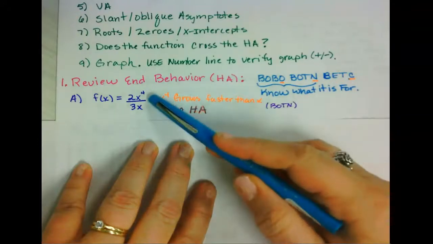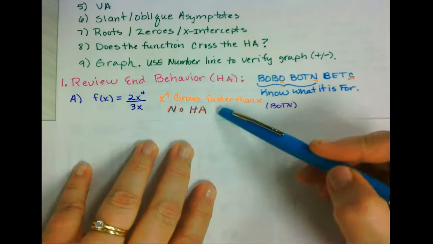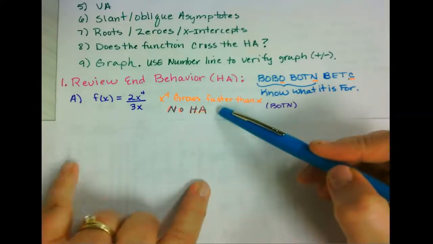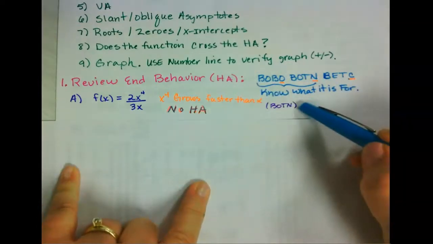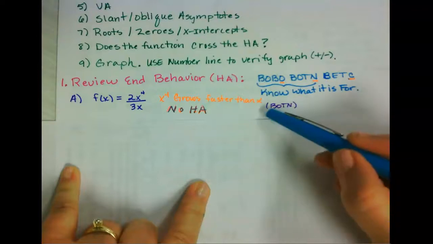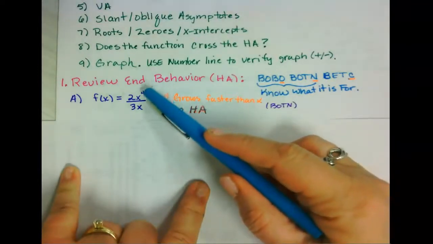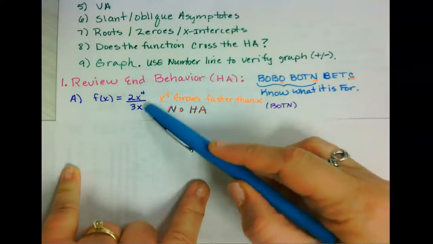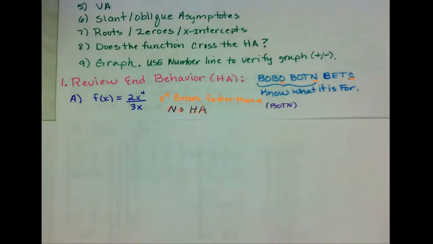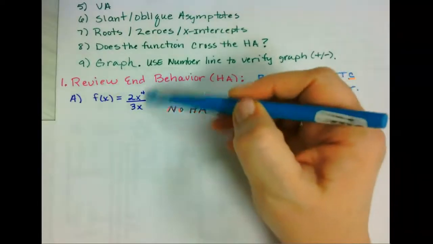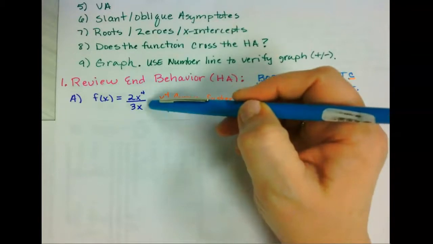And so when that happens, there is no HA. In other words, no horizontal asymptotes. And that's what we call BOTN. The abbreviation BOTN stands for bigger on top, so it's talking about the degree. The degree is bigger on the top than it is on the bottom. And when that happens, there is no horizontal asymptote. And that could sometimes mean that maybe you have a function that simplifies to behave like another function.